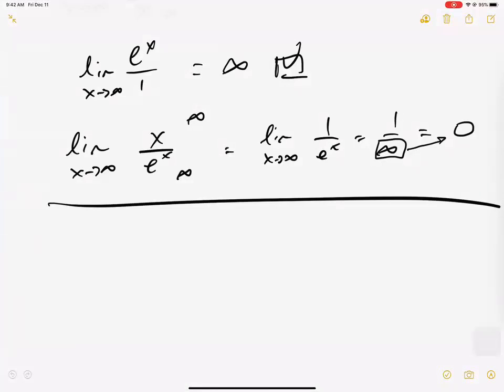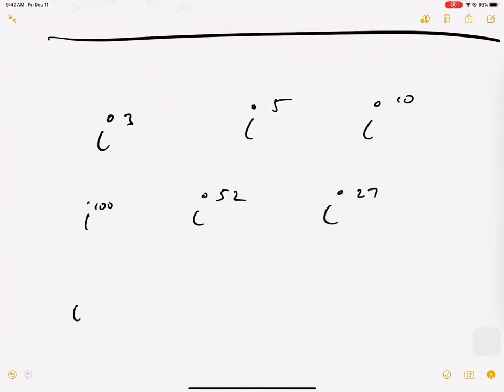So there will be questions on the test that have this idea. What is i cubed? What is i to the 5th? What is i to the, let's say, 10th power? What is i to the 100th power? What is i to the 52nd power? What's i to the 27th power? What is i to the 37th power? What is i to the 21st power? What is i to the 19th power? Okay, so we're going to do these all quickly.